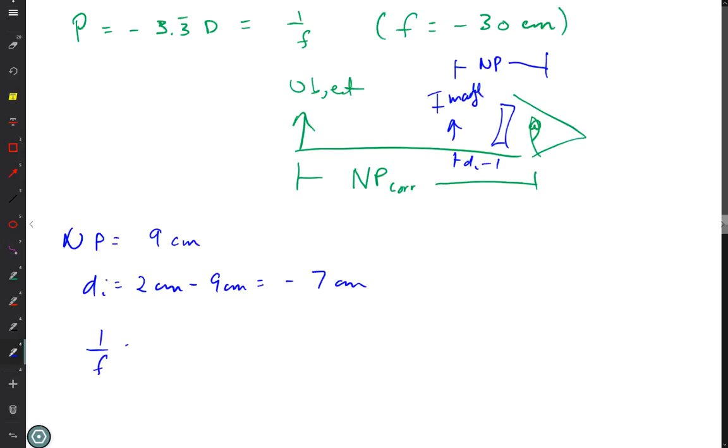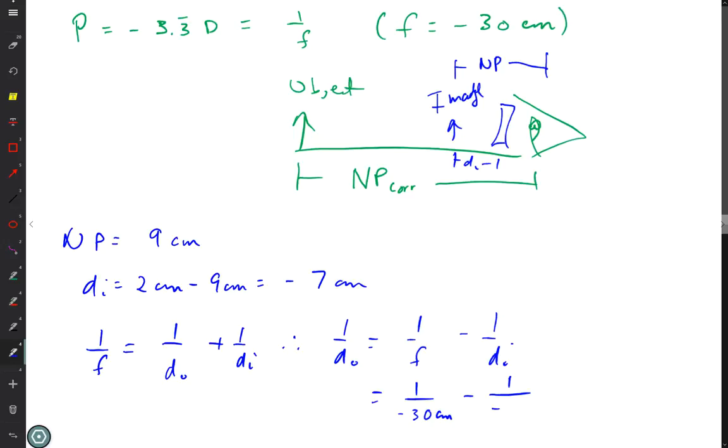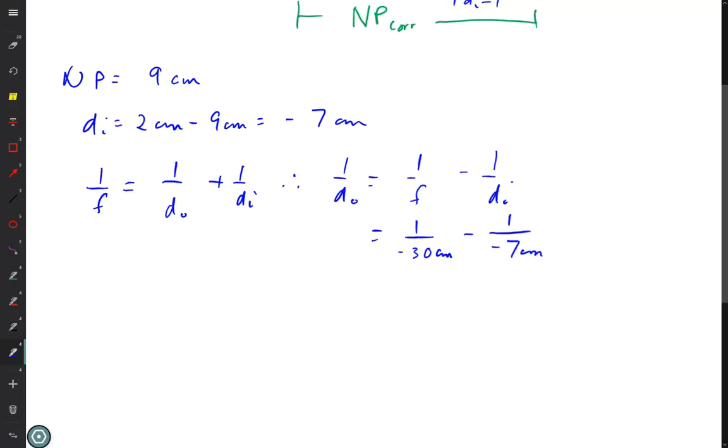And so then 1 over f is equal to 1 over distance object that I'm looking for plus 1 over distance image. So, 1 over minus 30 minus 1 over minus 7. I could take 7 over 210 and 30 over 210. 30 minus 7 is 23 over 210.